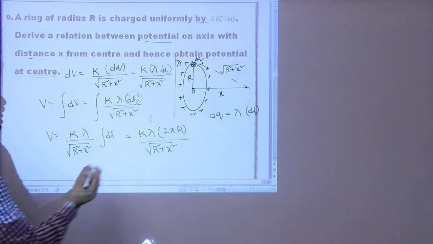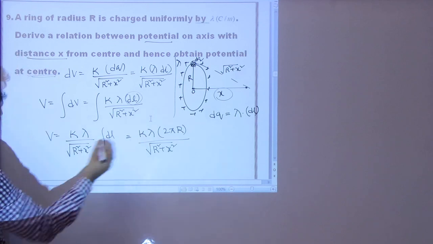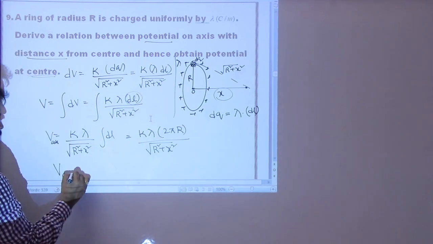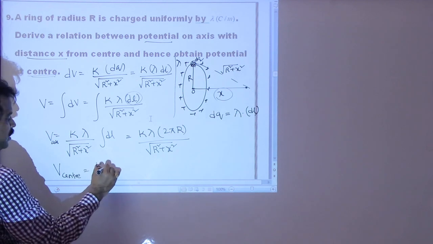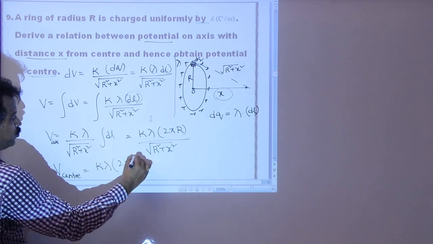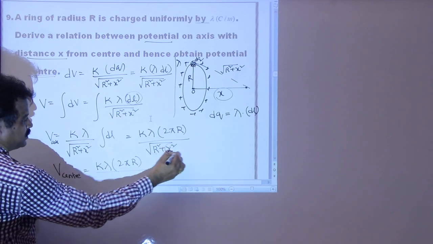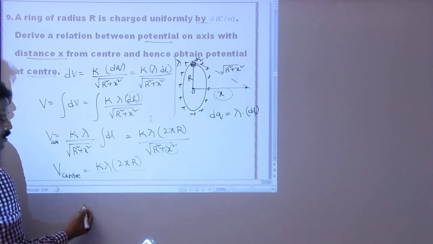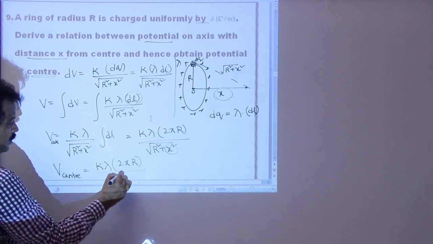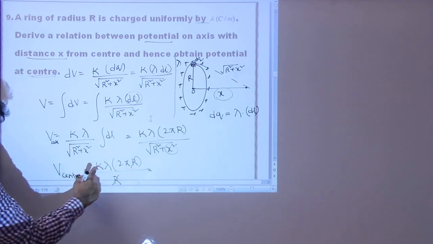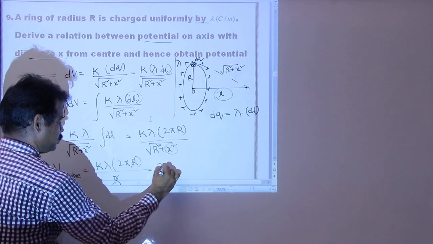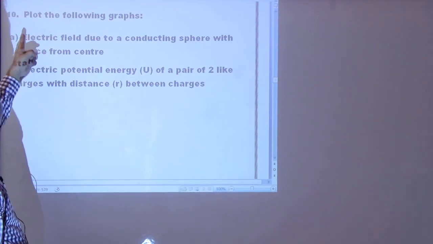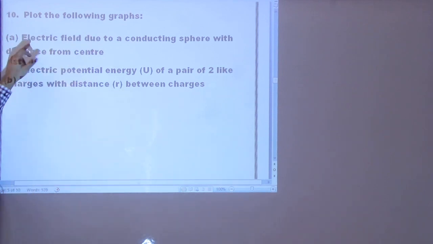Now if you want to find the electric potential at the center, x will become 0. So V at the center is given by k lambda into 2 pi r by root over r square, since x becomes 0. The under root cancels, this becomes r, which gets cancelled. This will become 2 pi k lambda. So this is the answer.